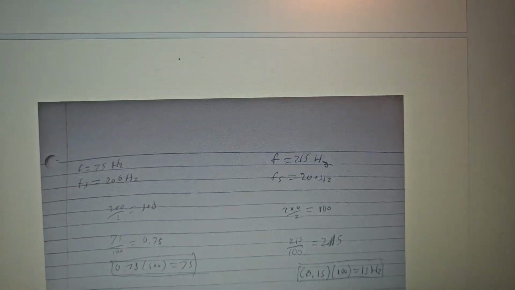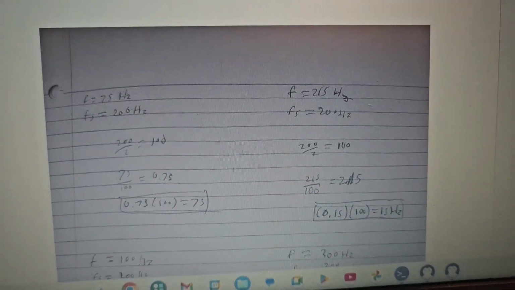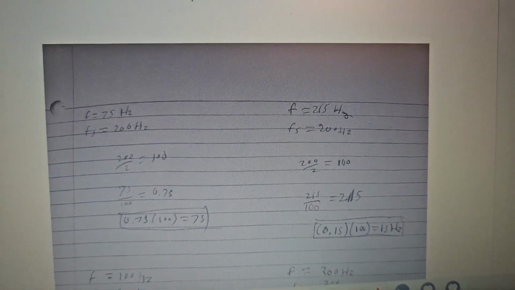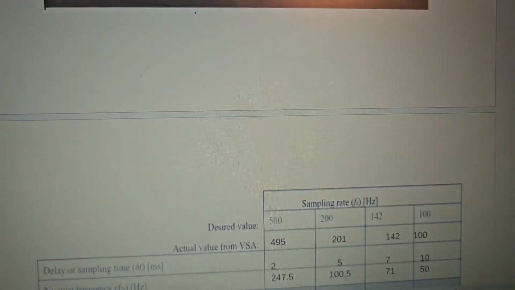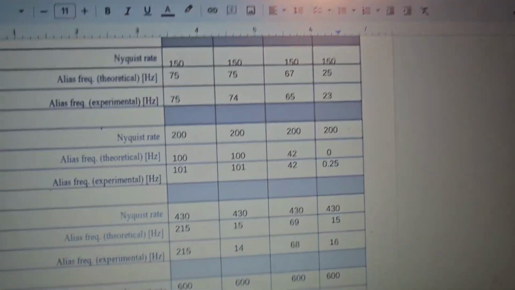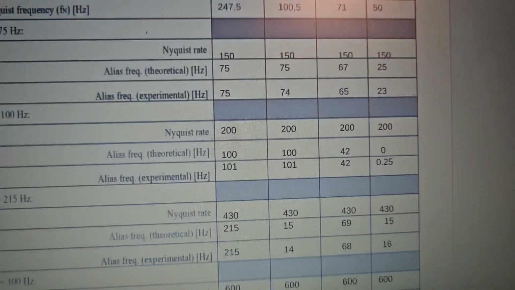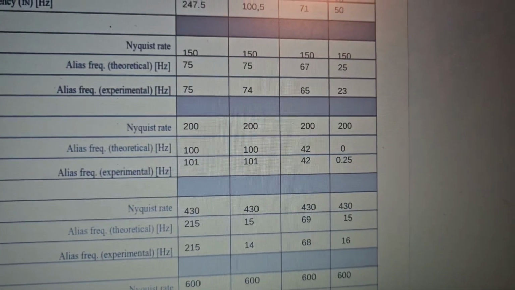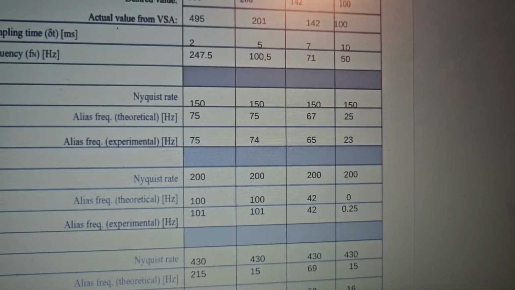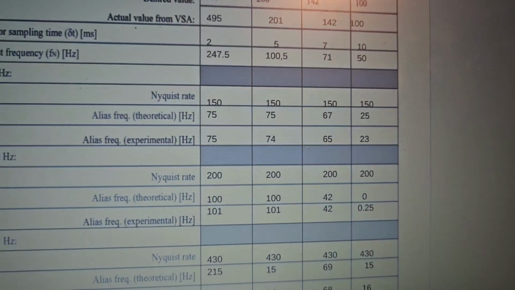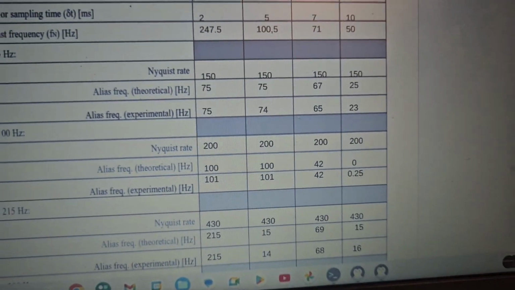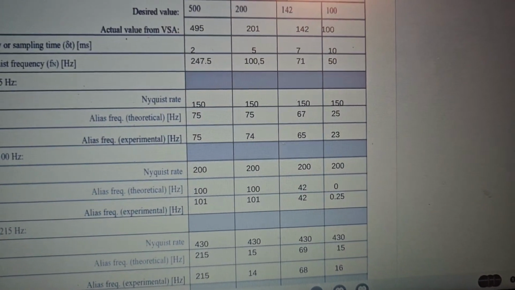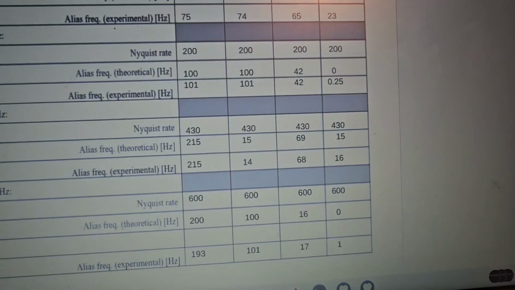So after we do this for all these sampling frequencies and signal frequency combinations, we can then put them on the table here. So this is a list of all my results. As you can see, the theoretical and experimental values for the alias frequency line up almost perfectly.